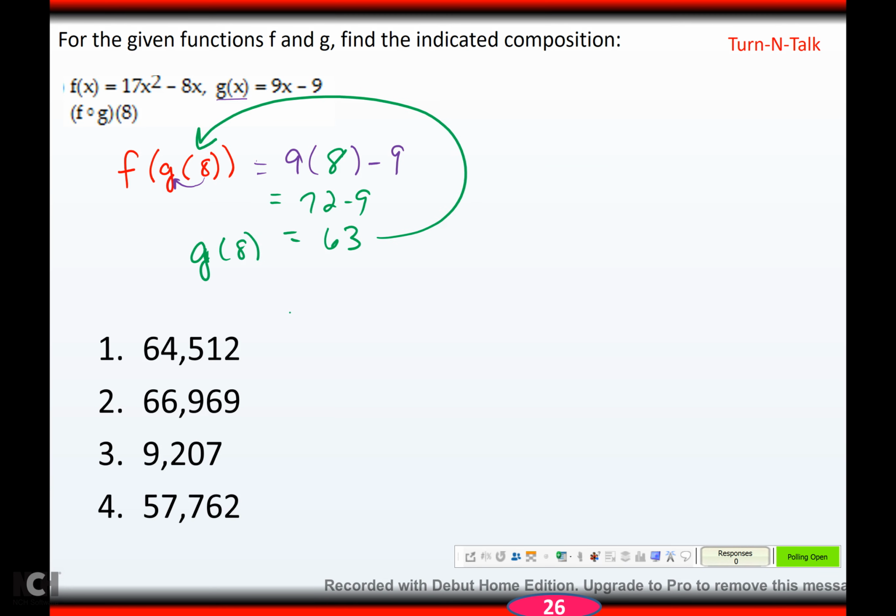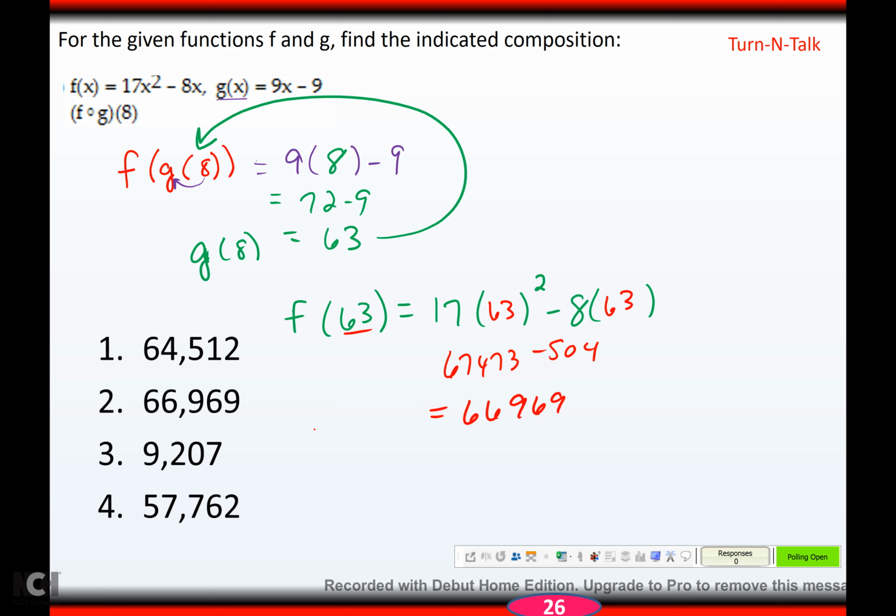So I'm going to plug that in there, and it says take what you're leaving the G party with and take it to the F party. The F party says 17 times whatever you brought squared minus 8 times whatever you brought. I brought a 63, so I plug that in. And you've got to square first, so 63 squared, enter, times 17 is this number, 67473. 8 times 63 is minus 504. 67473 minus 504, and you get 66969. So f of g of 8 equals 66,969.